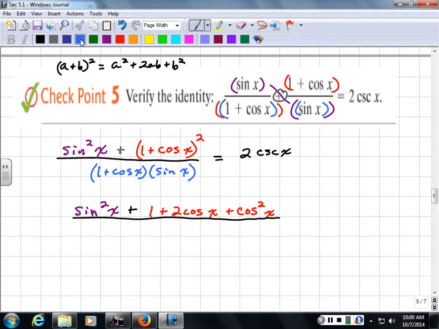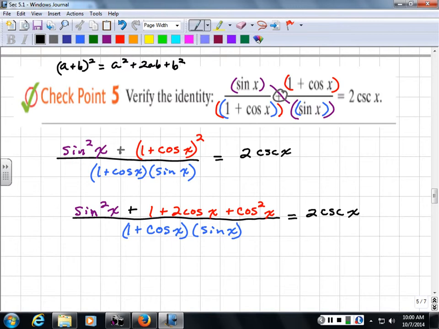Should I go ahead and distribute the sine x over the 1 and the cosine x? Good question, isn't it? What I'm going to suggest is that you don't at this point. Leave it alone, because the numerator is still in a state of chaos, really. So let's see what we can do with the numerator for a little bit, and then we'll deal with what's in the denominator, okay?